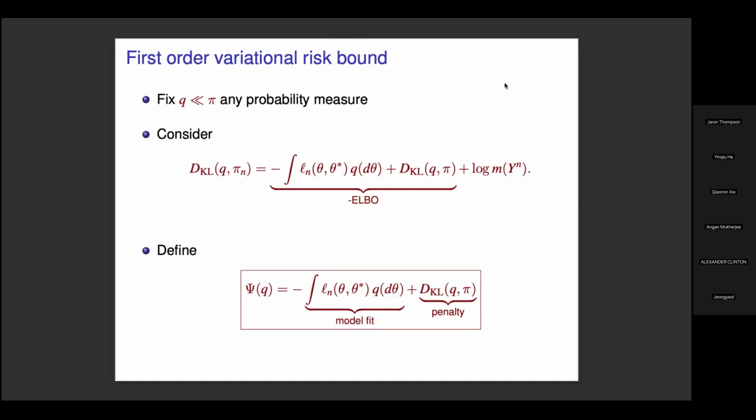So can we actually use these ideas to say something about the variational estimator? Recall that a variational estimator is trying to minimize the negative ELBO, which can be written as a combination of two terms. The first term can be thought of as the negative of model fit, which is the log likelihood ratio, integrated with respect to the variational distribution. And the second term, the KL divergence between the variational distribution Q and the prior pi, is regarded as the penalty term.